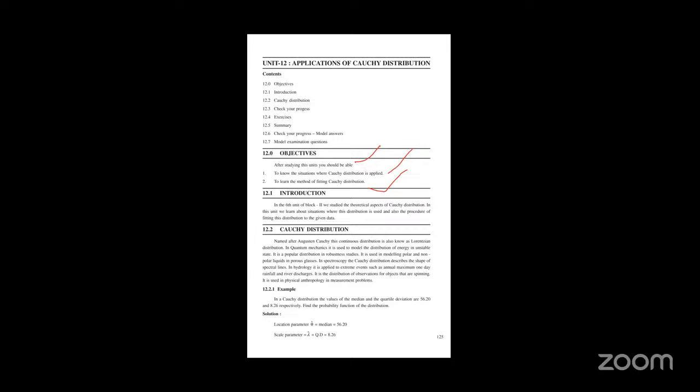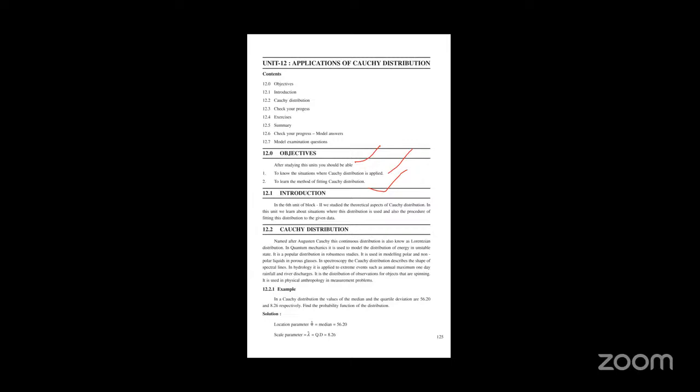Coming to the introduction part. In the 60th unit of Block 2, we studied the theoretical aspects of the Cauchy distribution. In this unit, we learn about the situations where the distribution is used and also the procedure of fitting the distribution. The introduction is the same. So here we will see how the distribution is used and what procedure we will use to fit the distribution to the given data.